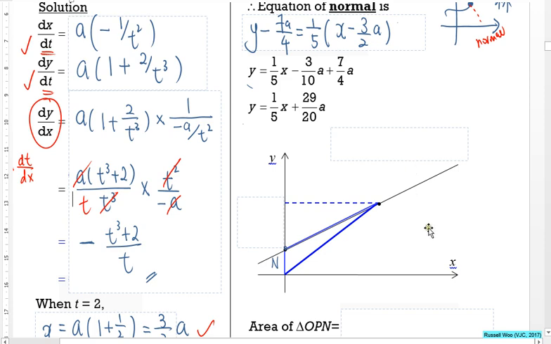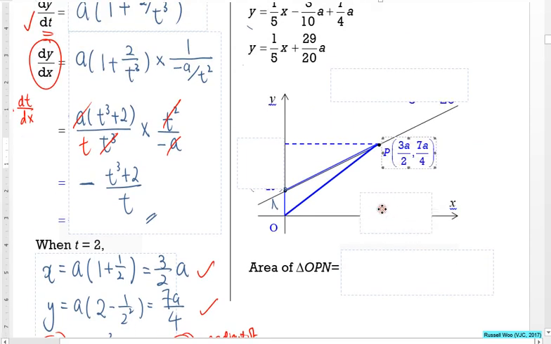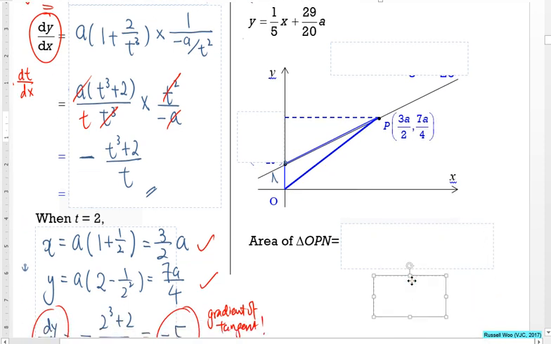Yes, we already know this. Am I right? We already know the coordinates of P. So far, so good. What else do we need to find the area of this triangle? What else do we need? Have any idea?